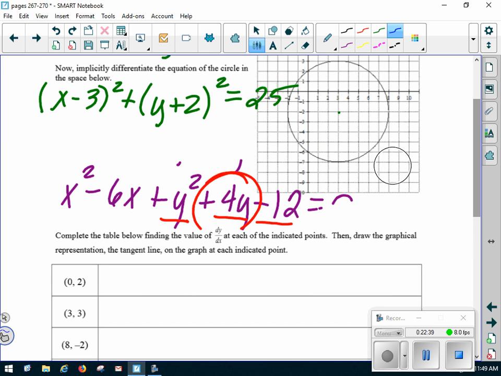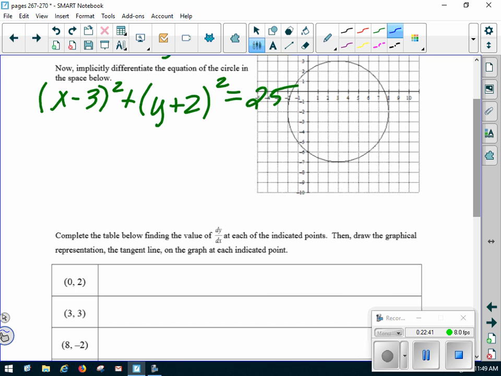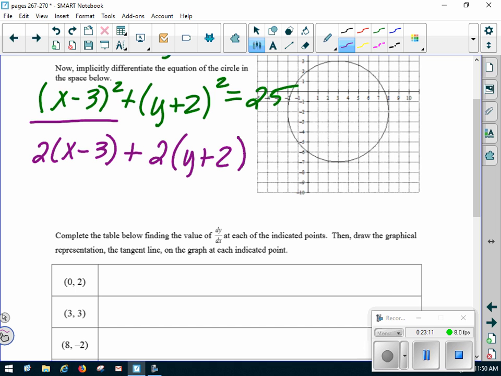What if we went right back here? Don't write this down because you've already used most of your space. What if I had taken the derivative from right here with respect to x? How would I take the derivative of this piece right here with respect to x? Yep, chain rule. 2 times x minus 3 times the derivative of the inside, plus 2 times y plus 2 to the first times the derivative of the inside.